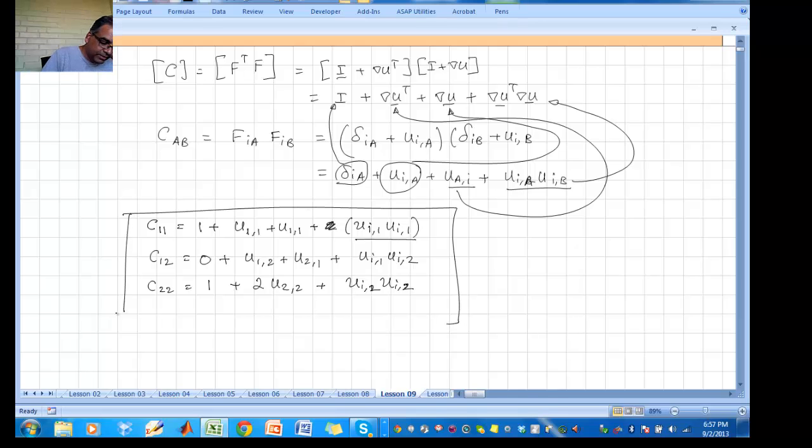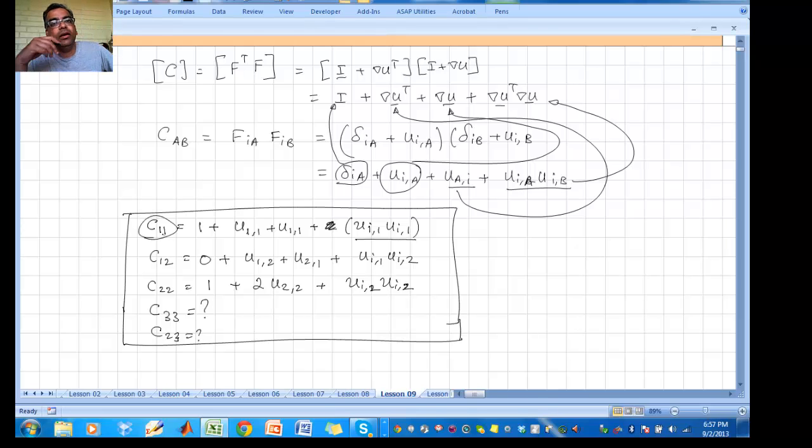And if you had more components, you can write it. I will leave some space. You can figure out if there are 3 components, what will be C33, what will be C23. This C matrix contains all the information that you need about how things deform. So this is the most important matrix. Okay, but we kind of seem to have gone off on a side track, no?